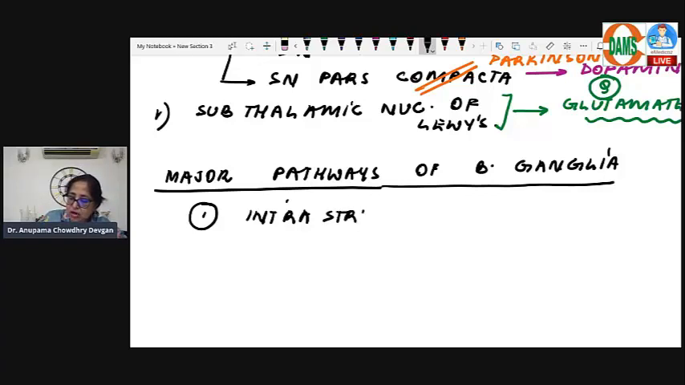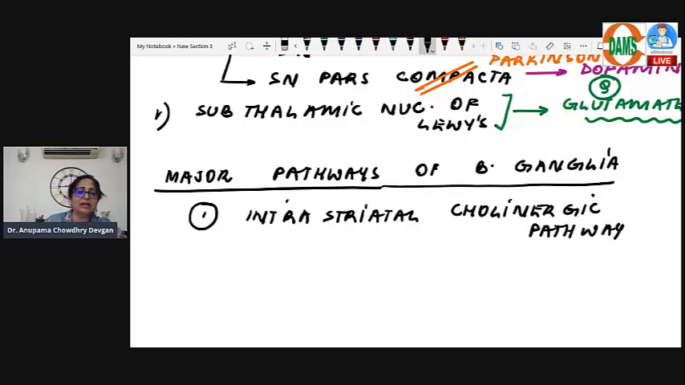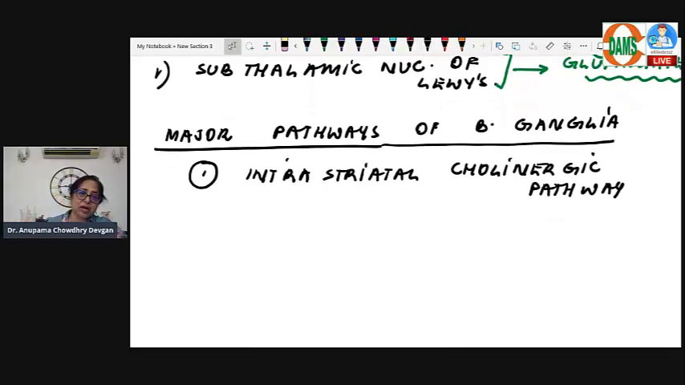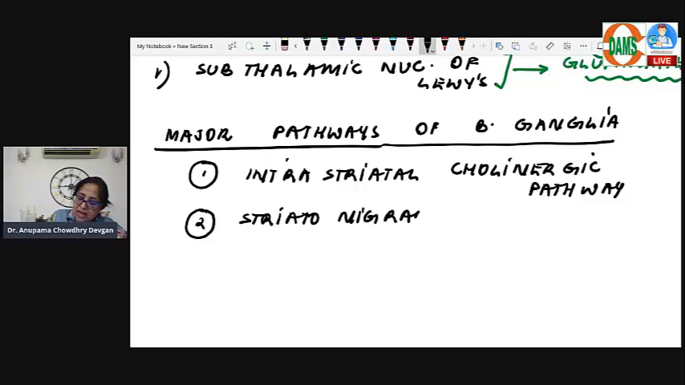There is an intrastriatal cholinergic pathway. Intrastriatal cholinergic pathway. Between the caudate nucleus and the striatum, you've got a cholinergic pathway. Second is a striatonigral pathway. From striatum to substantia nigra pars reticularis. This is a GABAergic pathway. Right? This is a GABAergic pathway.